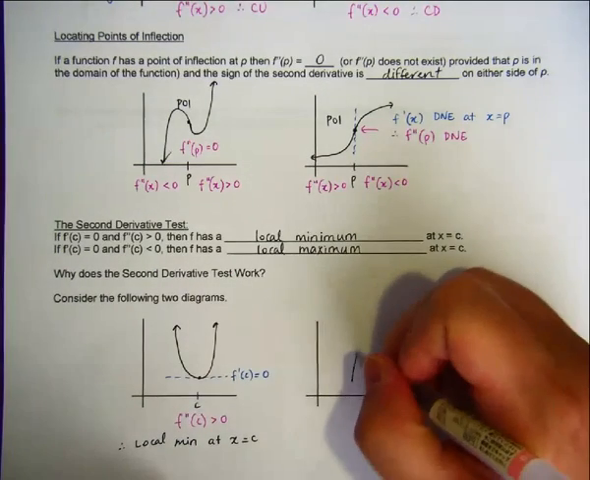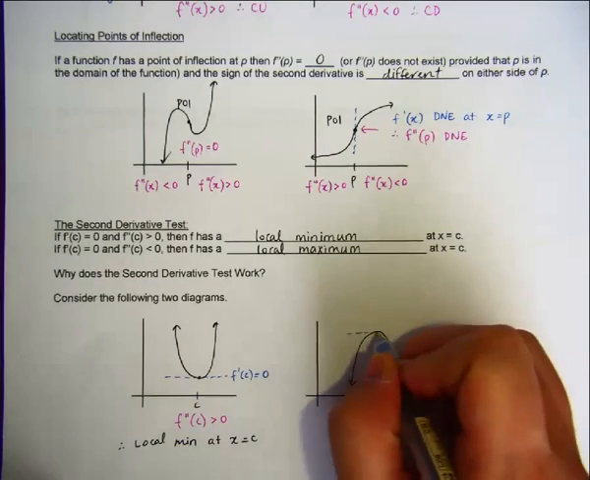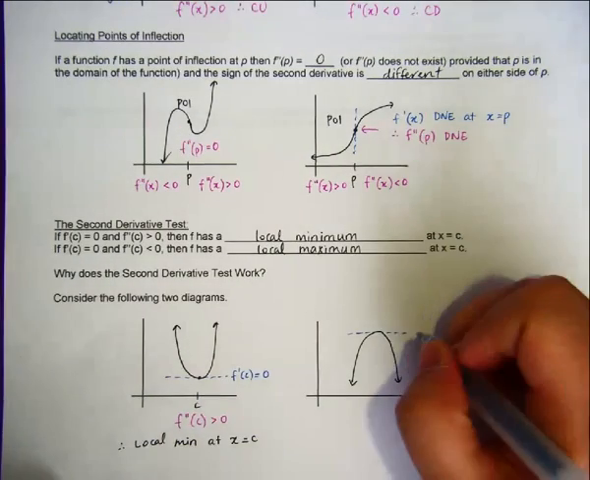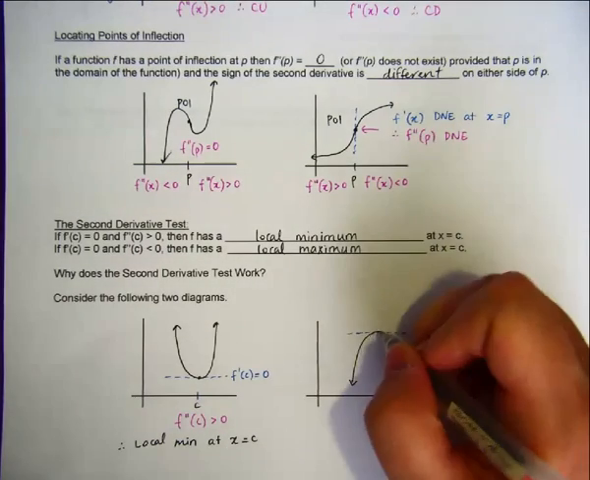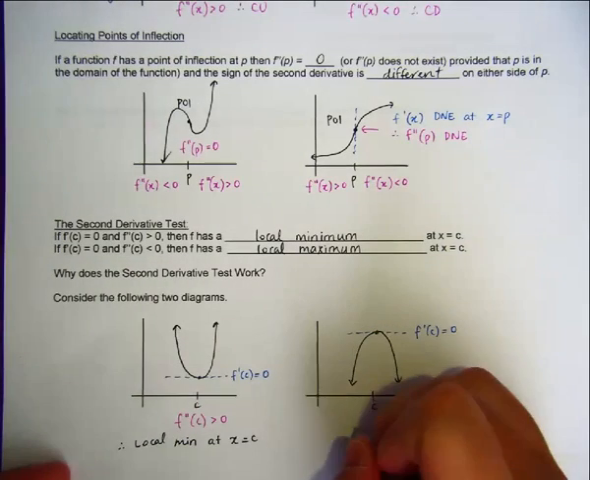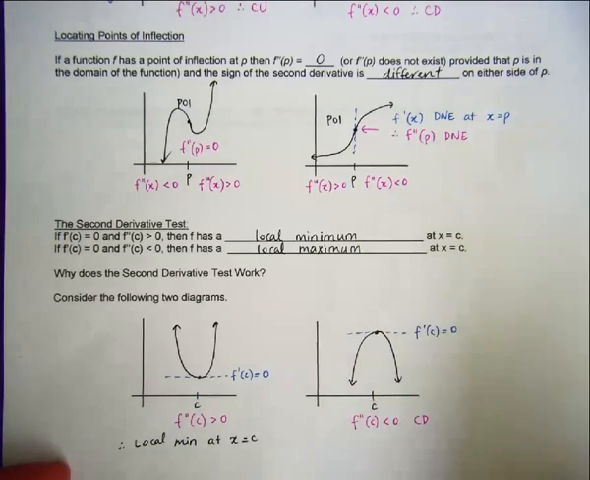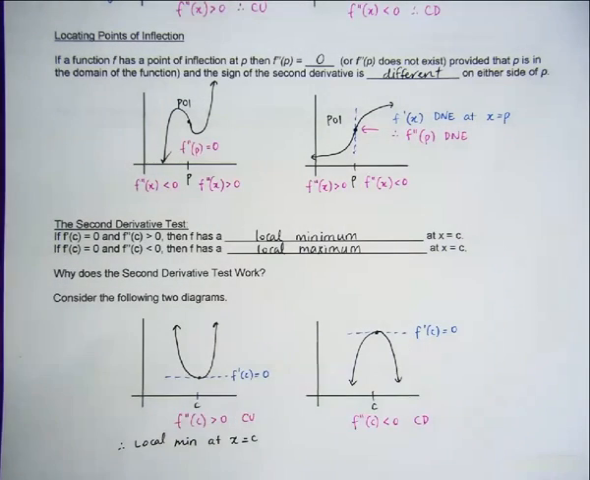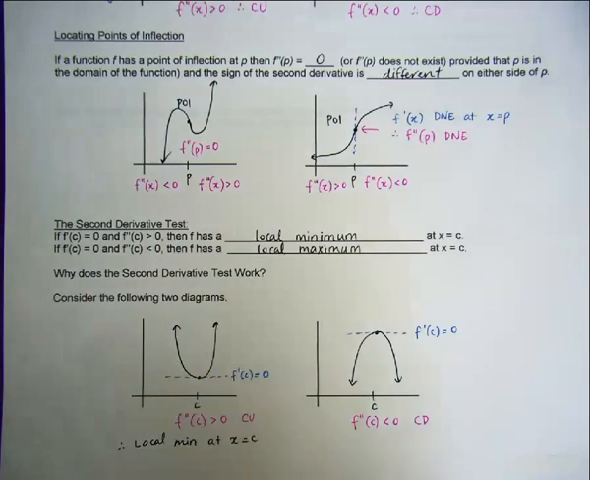And we can repeat this with a point where f prime of c is equal to 0 and the second derivative is negative. So we have the function here concave down. This is concave up. Okay. So when the function is concave down and we have a critical point where f prime is equal to 0, that means that we will have a local maximum.